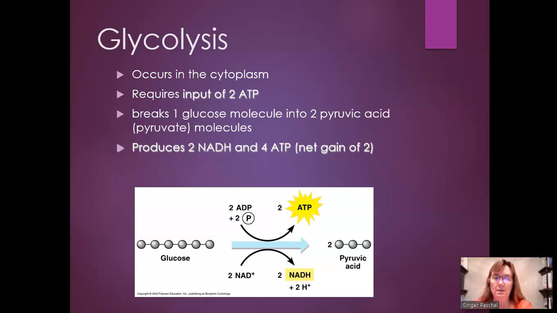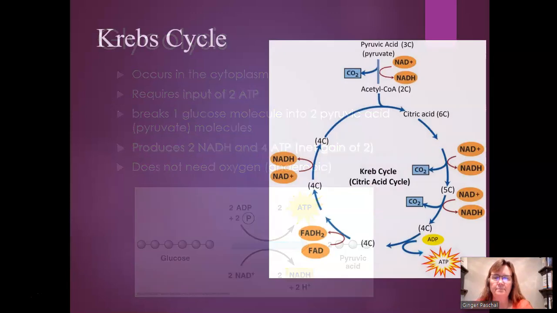The 2 ATP that are made here are used for whatever the cell needs to use it for. So this process is called anaerobic. It's called anaerobic because it does not require oxygen.